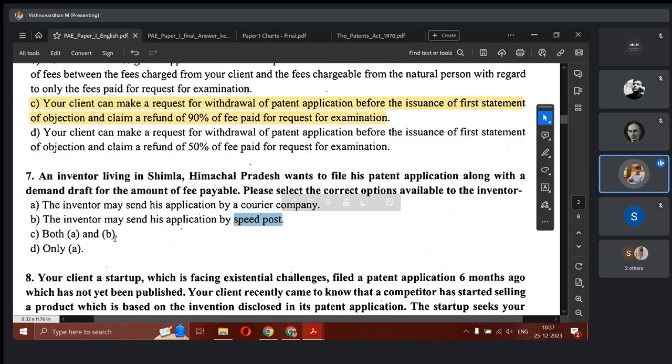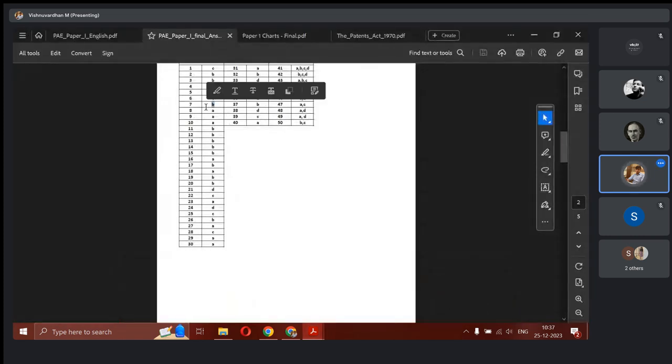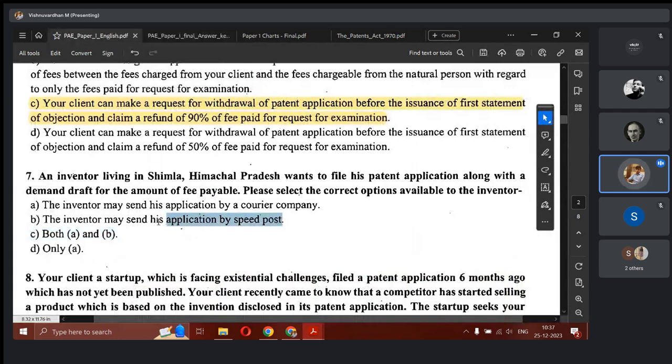Both A and B, only A. The answer has to be C. Both A and B. So answer for 7 would again be C. Oh, 7 is B. Okay, so see, these kind of places, everyone is going to go wrong. So for some reason, you can't send it by courier. You can only send it by speed post. Chalo. So no comments on that.